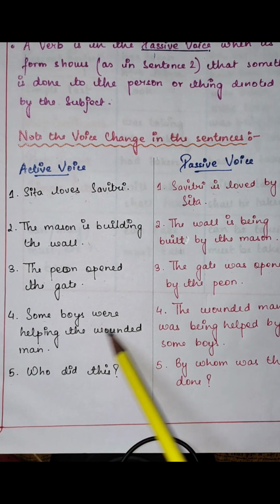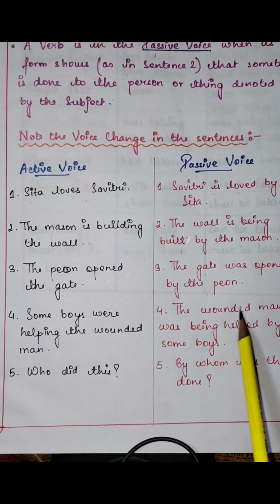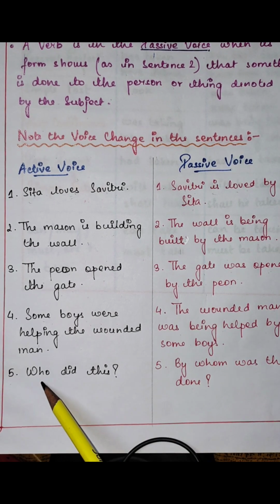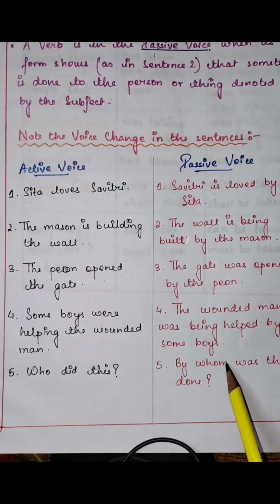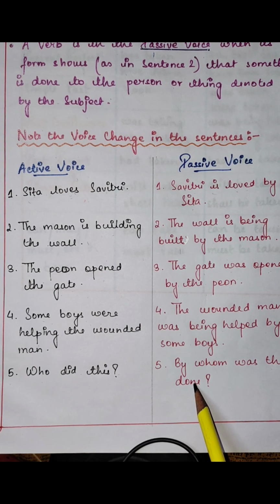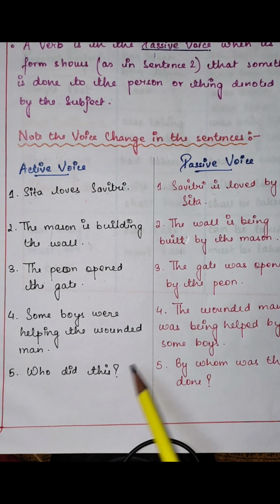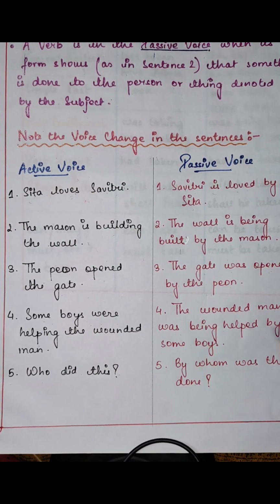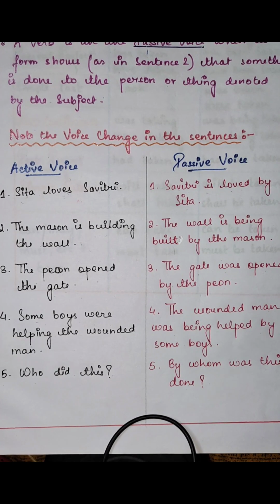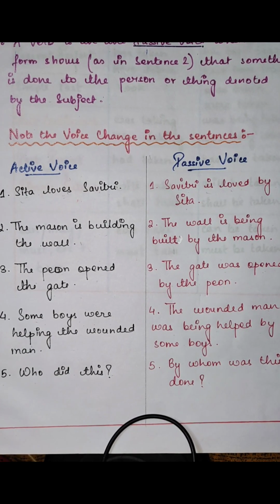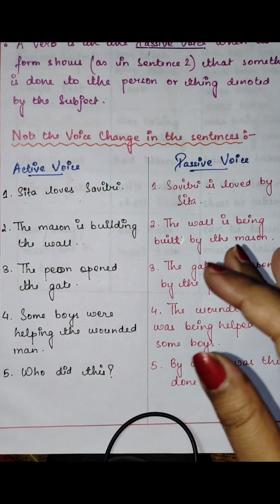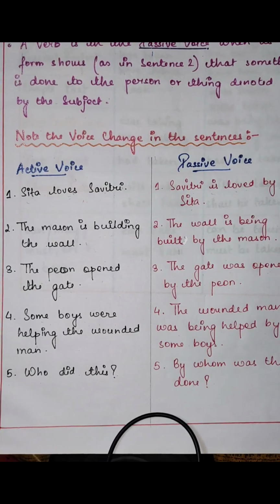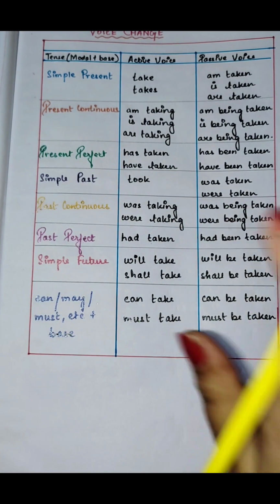Some boys were helping the wounded man. The wounded man was being helped by some boys. Who did this? By whom was this done? See, the question mark remains the same in both the voices, just it is being twisted a little bit. So we can see here that just the form of the verb is changing and the meaning is all the same.